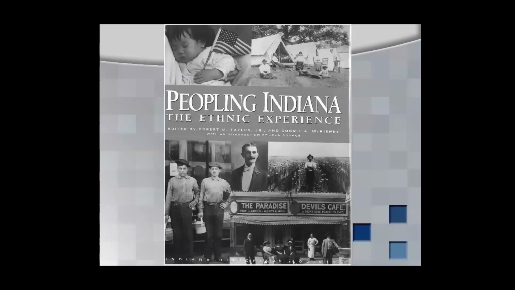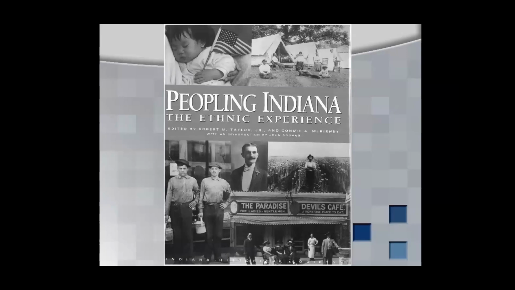Indiana, as well as many other states, have these kind of ethnic compilations. People in Indiana, the Ethnic Experience, has one just like the Harvard Encyclopedia. A number of states like Michigan and Wisconsin and Minnesota, they publish smaller books, one for each ethnic group. So Poles in Minnesota, Slovaks in Wisconsin, etc.